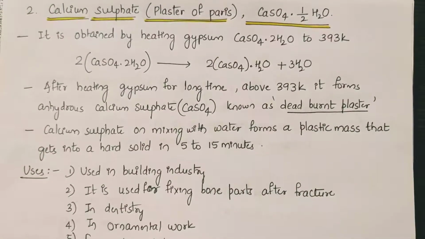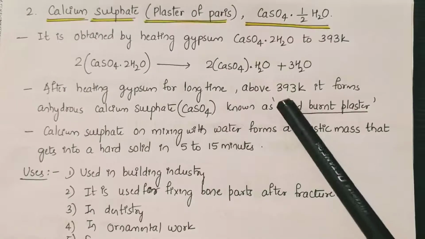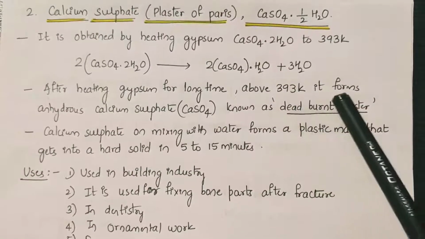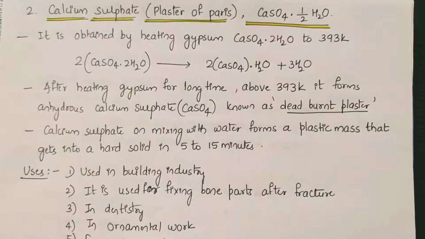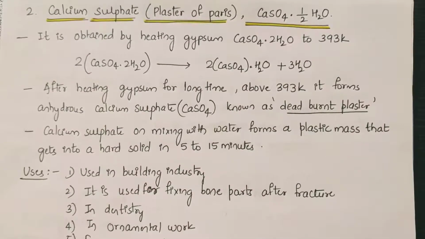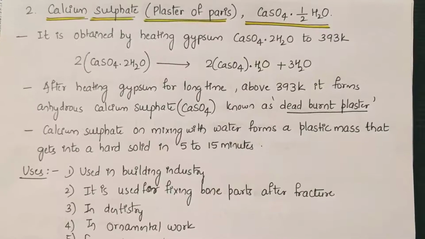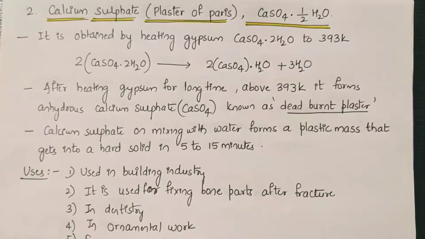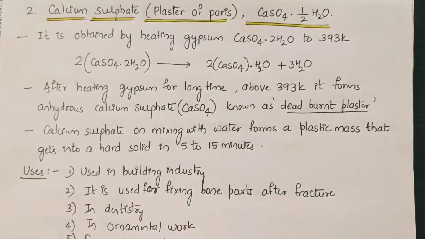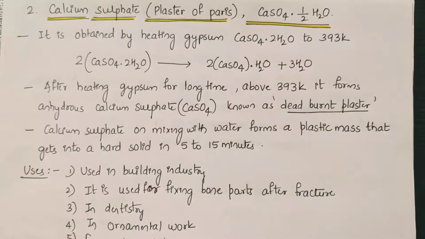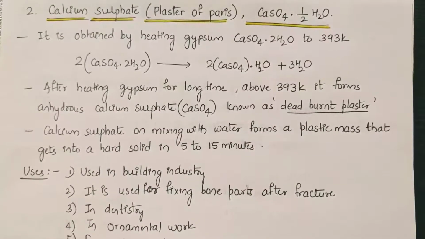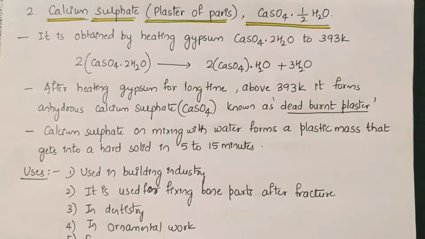Now if you heat this gypsum for a longer time, say above 393 Kelvin, it will form anhydrous calcium sulfate, in the sense no water of crystallization will be left. So you get an anhydrous calcium sulfate, which is also known as dead burnt plaster. Dead burnt plaster is what you get whenever you heat gypsum for a longer time, above 393 Kelvin, so all the water will be lost.